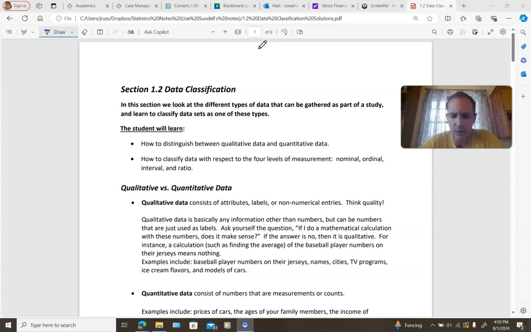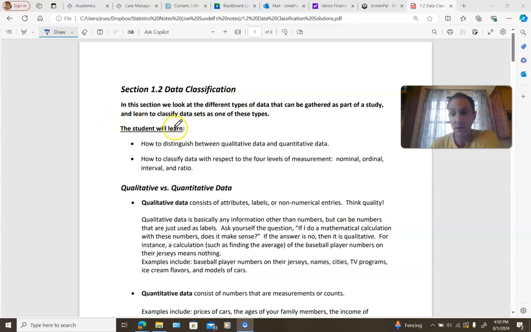And then lastly, we looked at descriptive statistics as opposed to inferential statistics. Descriptive statistics describe or paint a picture of what the data is trying to tell us. And with inferential statistics, we're looking at that data and trying to use it to make decisions, to inform us. All right, so today we're going to look at data classification.